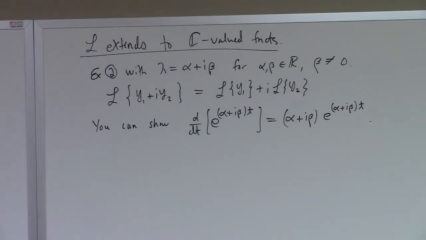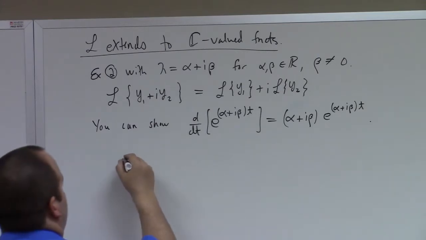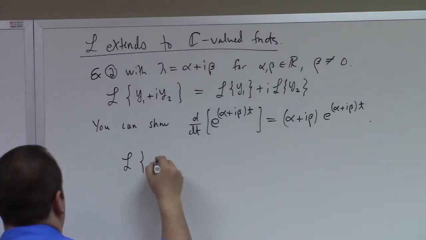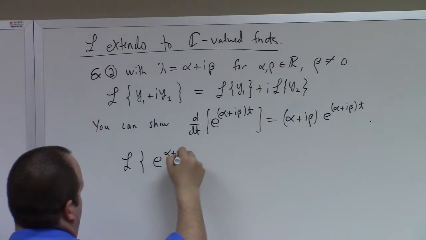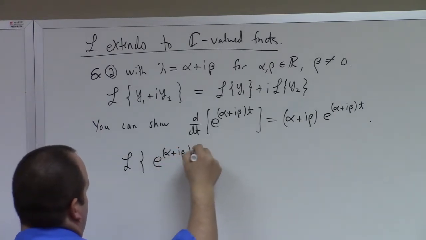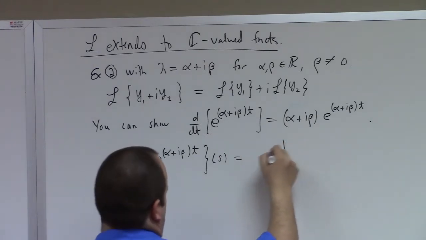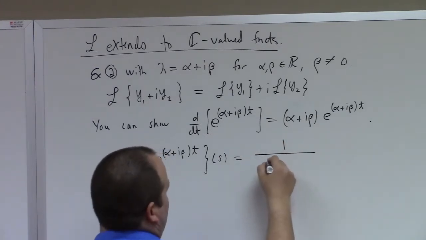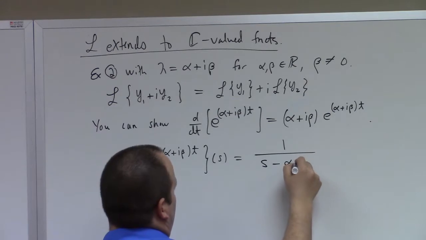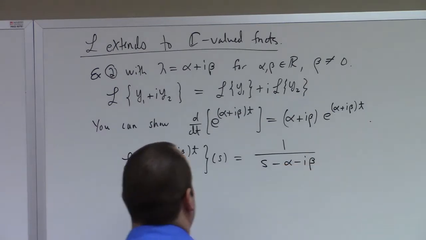And so what I get is this. I get the Laplace transform of e to the (alpha plus i beta) t, at s, is equal to 1 over s minus alpha minus i beta.